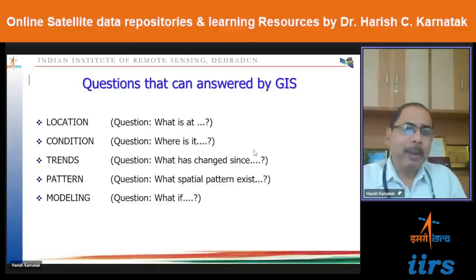So in developed countries, this kind of technology is used by the planners and decision makers for making the development plan of any locality and area. In India also, slowly we are seeing that our planners and decision makers are now orienting themselves, or maybe they are getting knowledge about this technology.